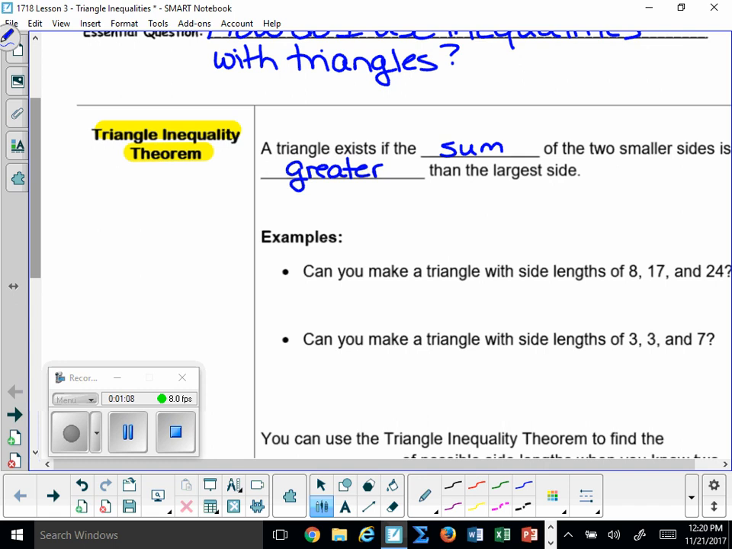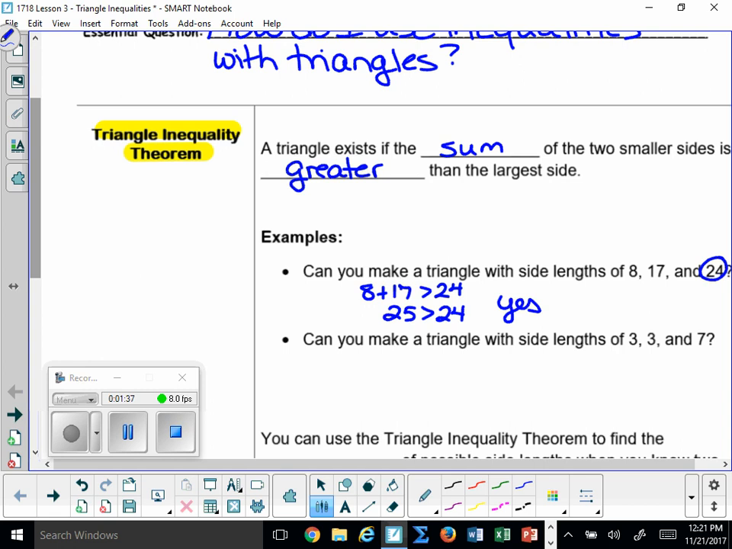So let's see here. Can we make a triangle with side lengths of 8, 17, and 24? So which of those three is the largest? I always circle that, okay, because the side lengths are not always written in order from least to greatest. So the two smaller ones, 8 plus 17, have to be greater than 24. 25 is greater than 24, so yes, we can make a triangle.